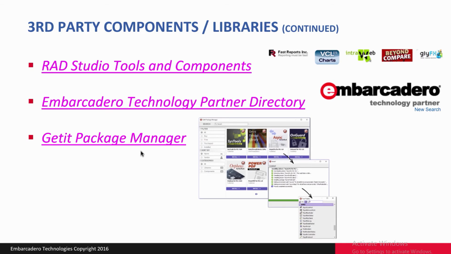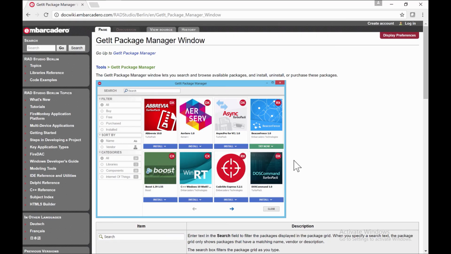Also, what's really nice is the current versions of Delphi include the new Get It Package Manager. The Get It Package Manager allows you to browse, download, and purchase, if the component is not a free open source component, and install the Get It packages into the current Delphi versions. So let's take a quick look at how to use the Get It Package Manager.